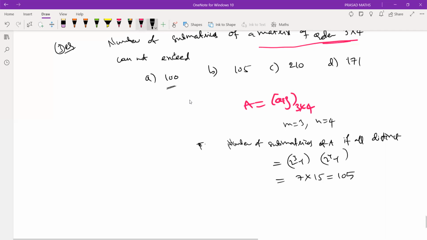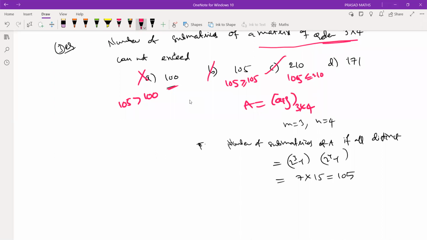Is option A right, 100? No, because 105 exceeds 100, so this option is not right. The question is that the number of submatrices of matrix A cannot exceed. So 105 cannot exceed 105, so this answer is right. 105 cannot exceed 210, so this is also right. 105 cannot exceed 171, so this is also right. So the answers are 105, 210, 171. Is it clear?